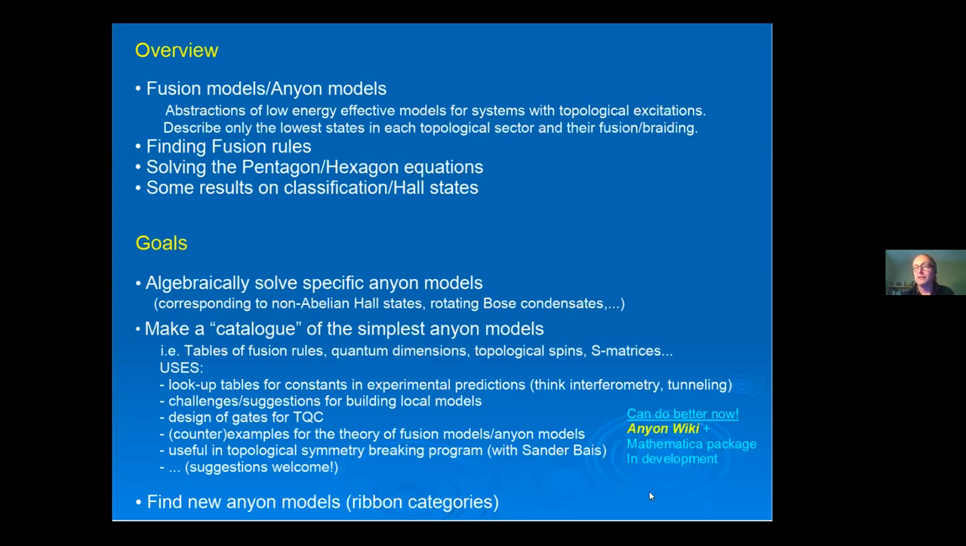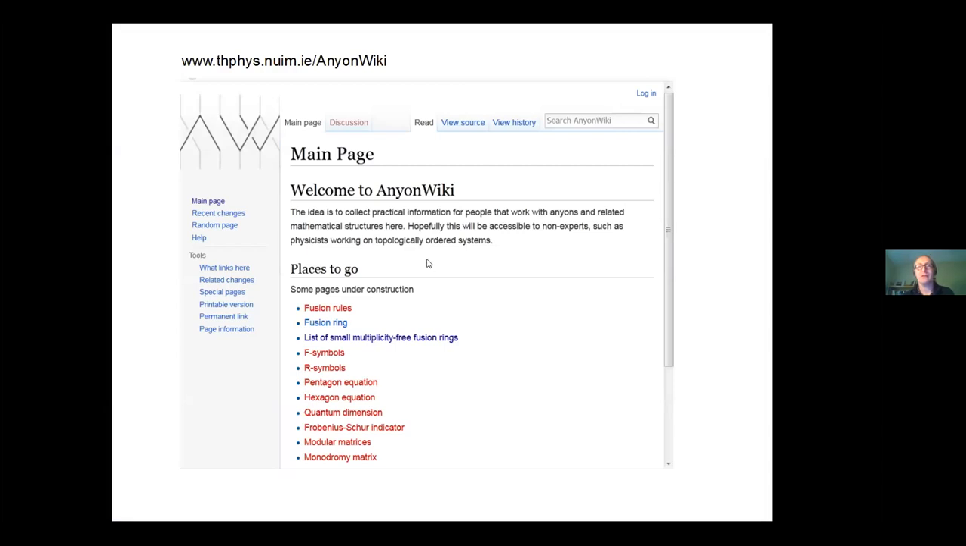So we're in the process of building a wiki where you can go and look up various data without doing any work, and you can contribute to pages there. And we also have a Mathematica package in development, and a lot of the tools are coming. All of the following slides are coming directly out of this package. So I'll introduce both to you just briefly. The wiki is located at this address here, and it is at the moment pretty much empty, except for this very important page, the list of small multiplicity free fusion rings.